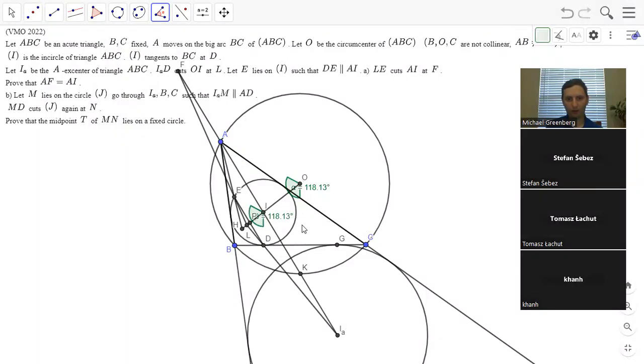Wait, now I think this might be trivial. They're both isosceles triangles and all the sides are mutually parallel. Right? So it's obvious that OI, KD, and AE concur, right? Yeah, looks good. Okay.